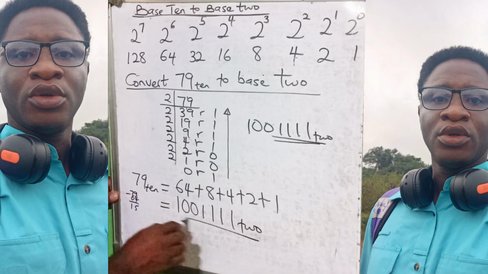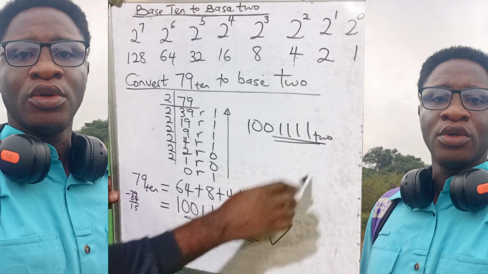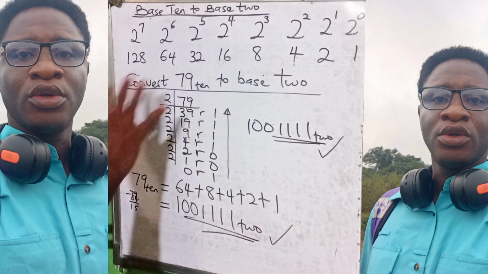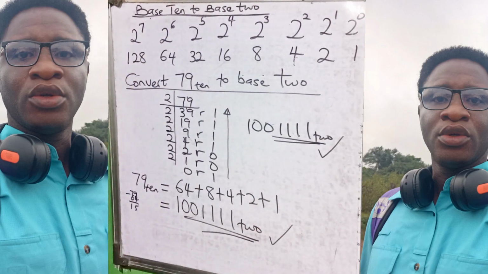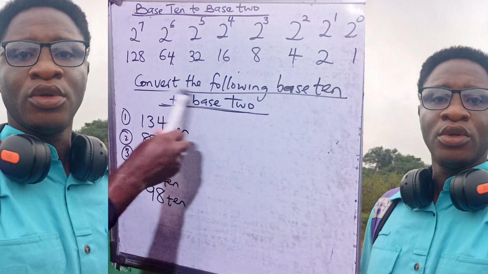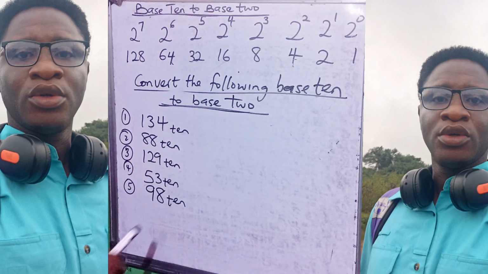People prefer this method than this. Why do some prefer this than this? But I want you to have idea of the 2. That's how to solve the 2. So you are going to do this. Please do it in your notes: convert the following base 10 to base 2. Please give yourself space and time to do this work.